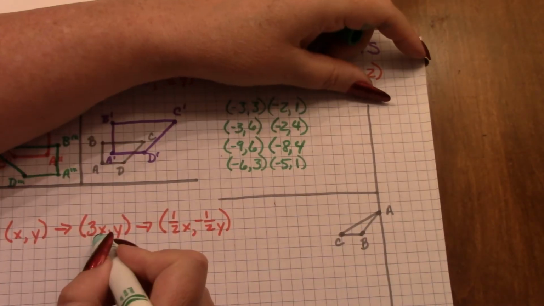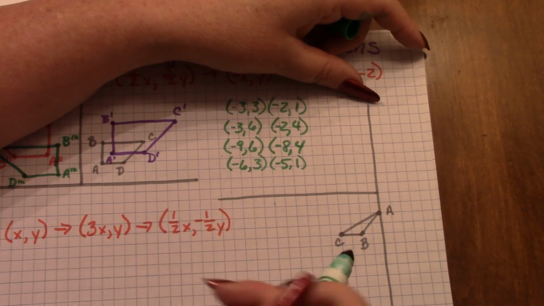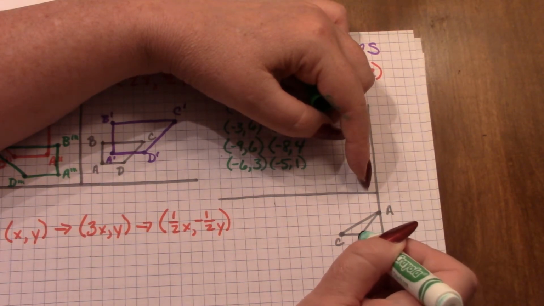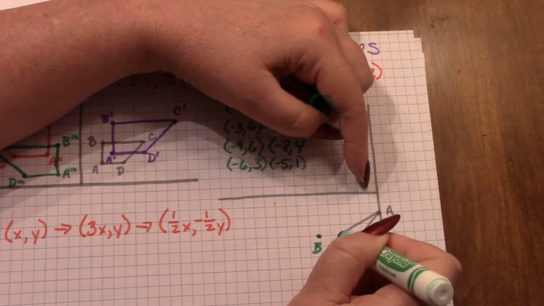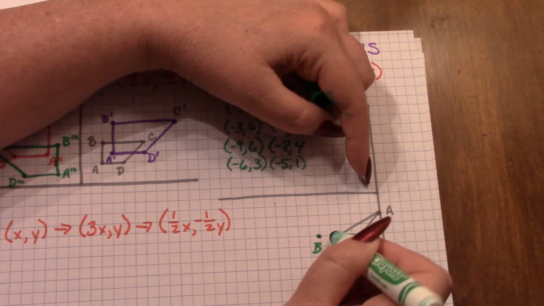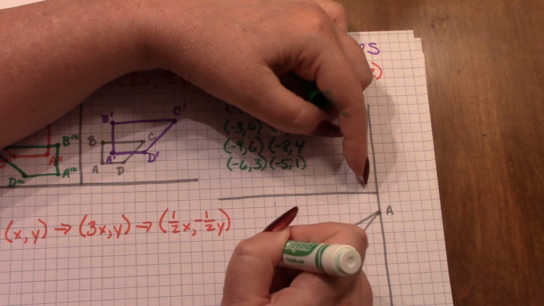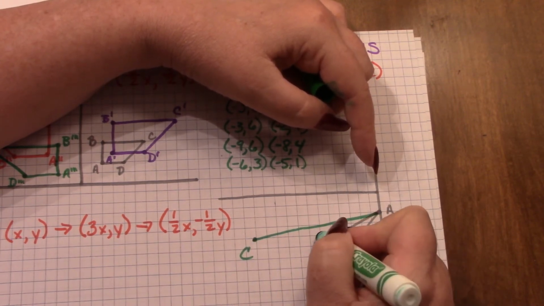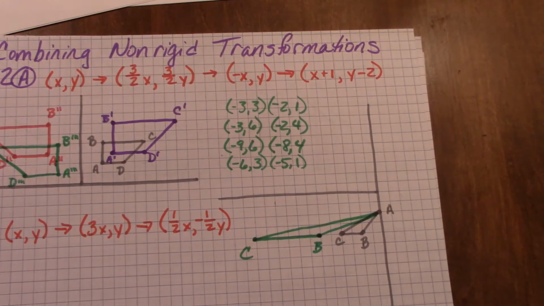First thing we're going to do is dilate X by 3, which means we're going to make it wider, though it's not going to get any taller. And here X is 0, so that dot is going to stay where it is. This one, instead of being 2, it's going to be 6. And this one, instead of being 4, it's going to be 12. So this is our second dilation there.